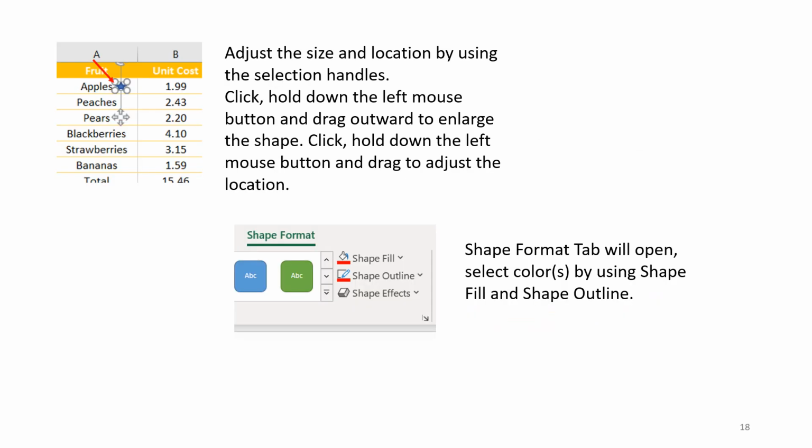Adjust the size and location by using the selection handles. Click, hold down the left mouse button and drag outward to enlarge the shape. Click, hold down the left mouse button and drag to adjust the location. Shape Format tab will open. Select Color or Colors by using Shape Fill and Shape Outline.